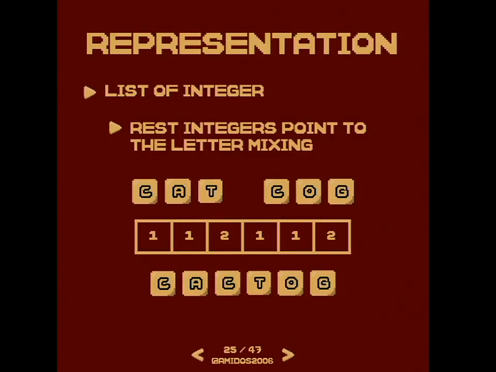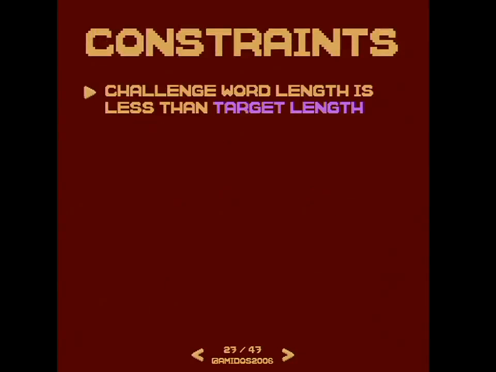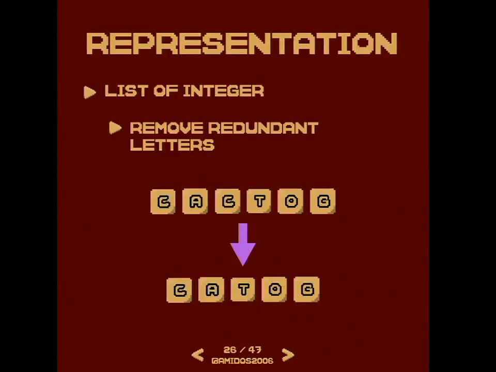But we don't stop here because, as you can see, cog has redundancy in it. So we use a greedy algorithm that just removes letters that are unnecessary, such as the C in the middle. If you remove it, you still have the words cat and cog. You can still get them in the end. So that's the representation.